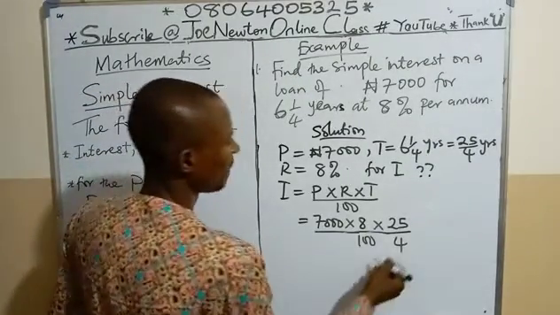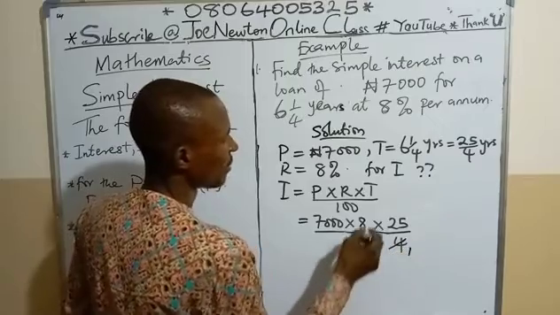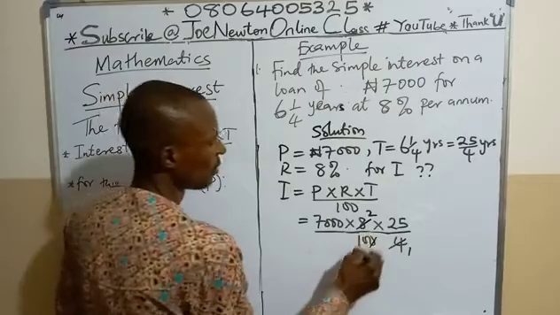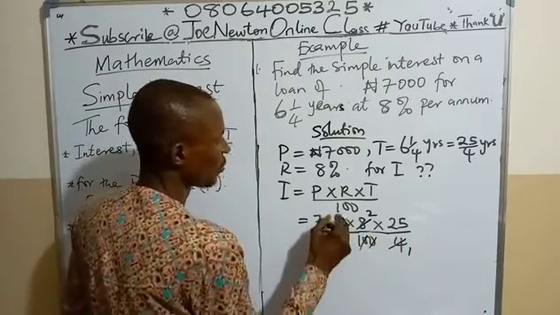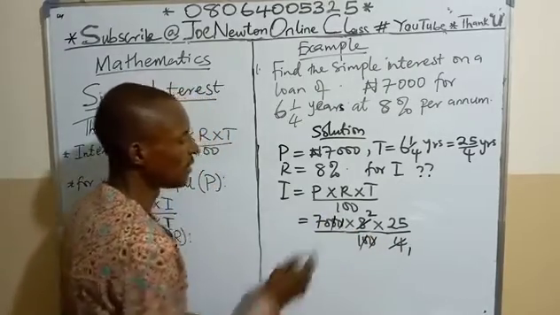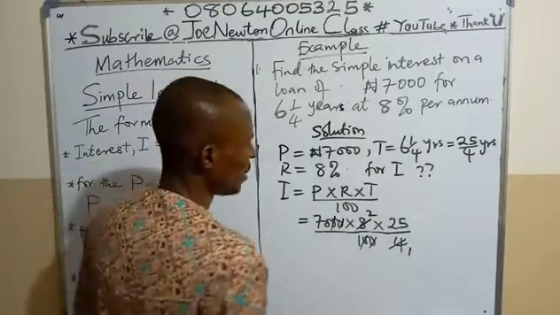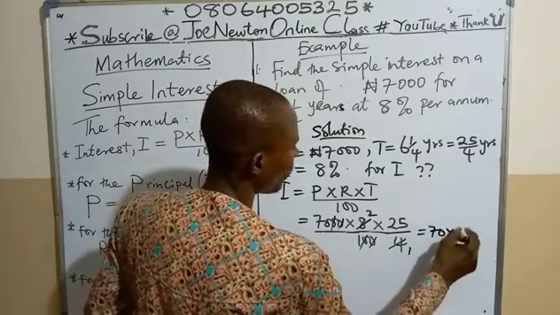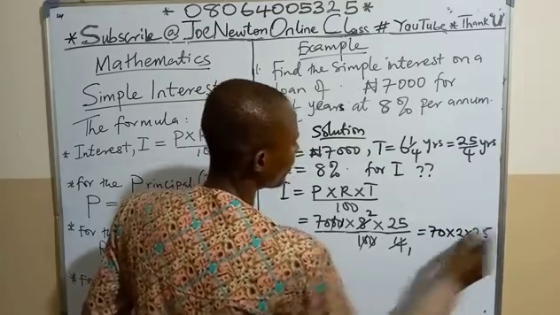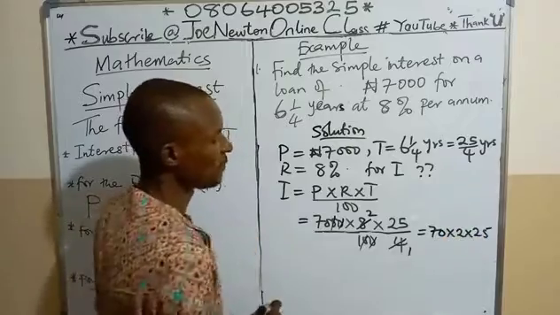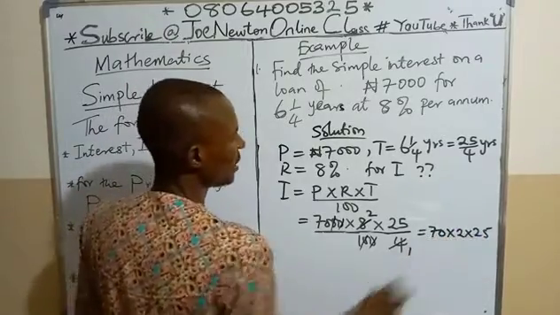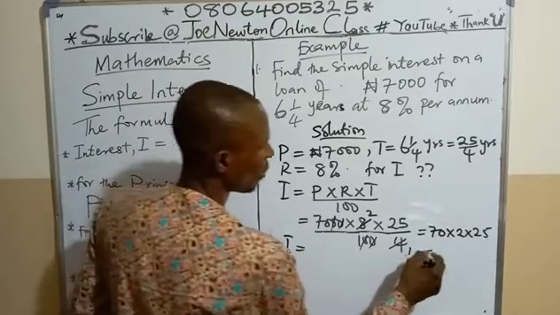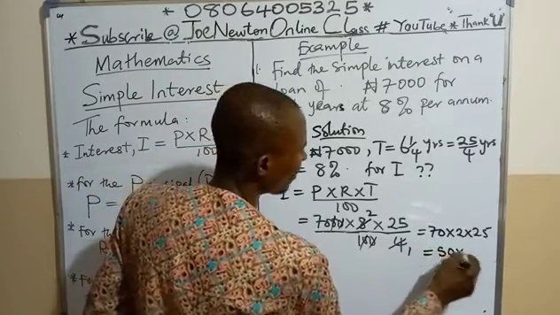Then in working this further, you can see that 4 can divide 8, you have 2. Then we continue. The 0 here can cancel the 0 here. So we are left with 72 and 25. And that will give us 70 times 2 times 25. Then 2 times 25 is 50. And 50 times 70. So our interest now is equal to 50 times 70.